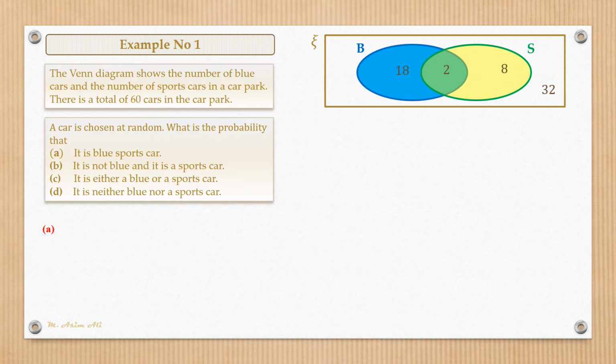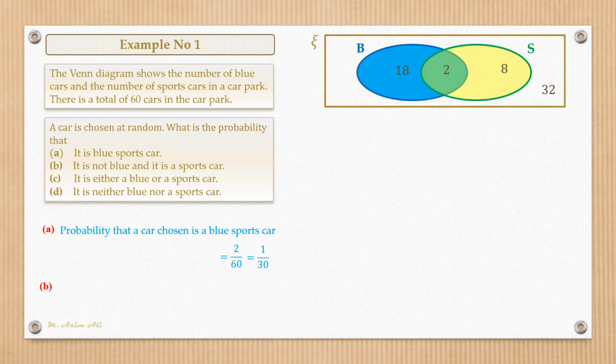So, we will find the probability by dividing the favorable number of items by the total number of items. So, the favorable number of outcomes here is 2 and the total number of outcomes is 60, which is the total number of cars. So we will divide 2 by 60 to get the probability of selecting a blue sports car. And 2 and 60 will be simplified by dividing by the table of 2.